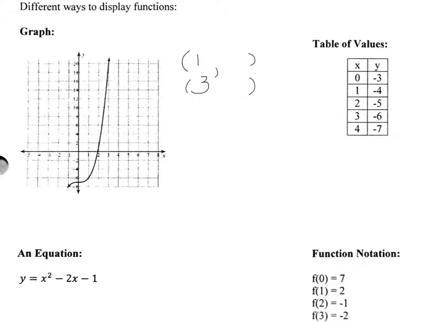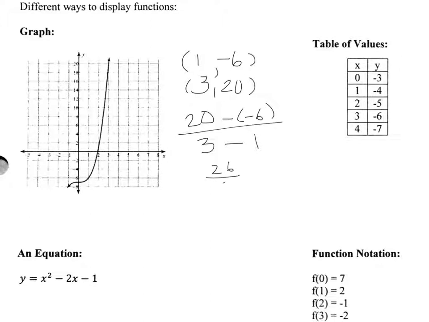So when x is 1, y is negative 6. When x is 3, y is 20. And then you simply plug it into the formula. Subtract the y's, subtract the x's, and we get 26 over 2, which is just 13. So the average rate of change between 1 and 3 is 13.